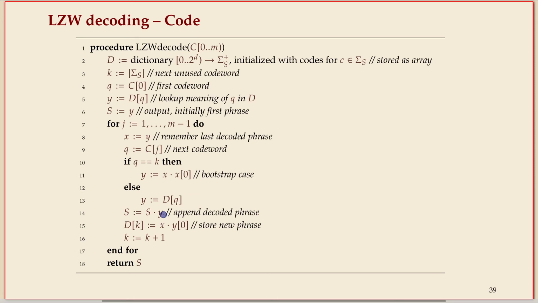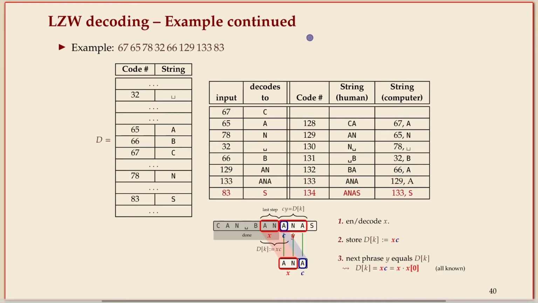Then we append this to the output. Y is the decoded text. And then we have to store the new phrase XC as a new code word, and X we have remembered, and C is the first character of Y. And because we caught this special case here above, adding things to the dictionary is regular, is the same in both cases. Okay, there's one more line to finish this example off, but that is a regular case, so nothing special to say there. And so that completes that example.